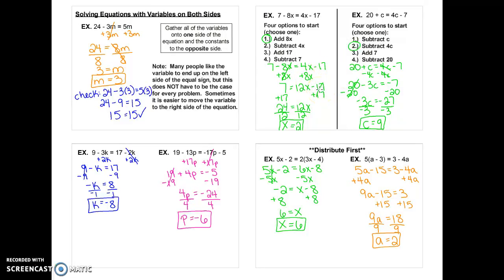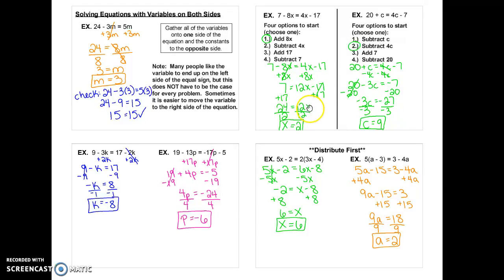Now I have to choose what step is going to come next. Since I chose to put all of my variables on the right-hand side, I then need to make sure that all of my constants end up on the left-hand side. So since this was a minus 17, in order for that to cancel, I'm going to have to add 17 to the other side. 7 plus 17 gives me 24, equals gets carried down, and you bring down your 12x.